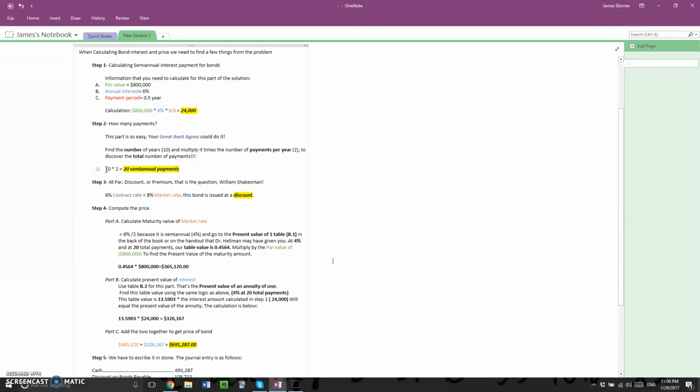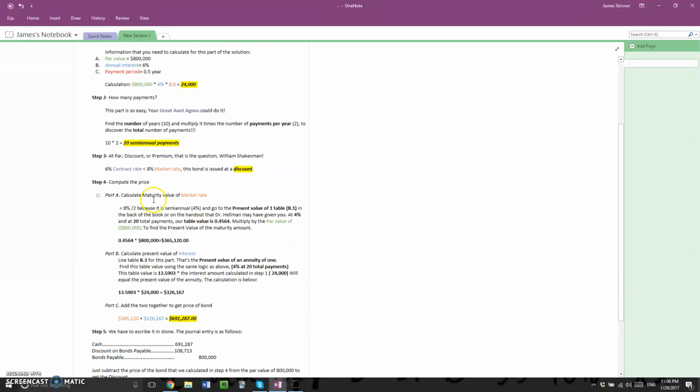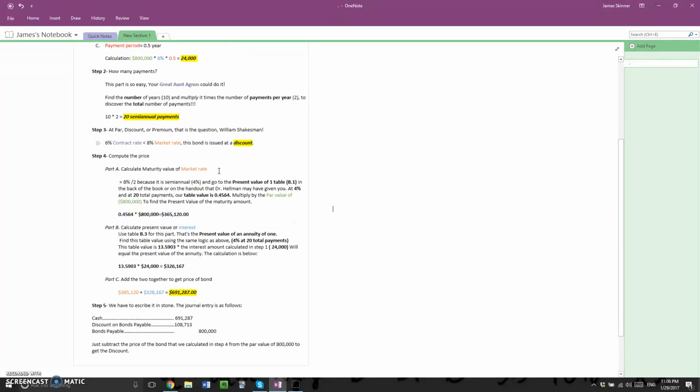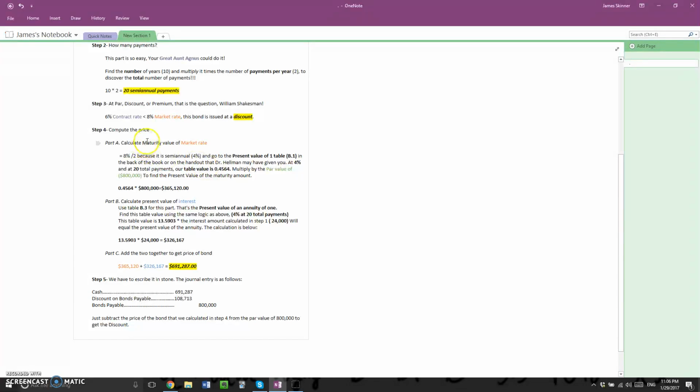For step 2, we have to discover how many payments or annuities we're actually going to have. I like to say that this part is so easy, your great aunt Agnes could do it. So first you're going to find the number of years that the bond will mature in and multiply that number by the number of payments every year to discover the total number of payments. So here we know from the problem that we have a 10-year maturity period, and we're going to have 2 payments every year. So that's just 10 times 2 equals 20 semi-annual payments.